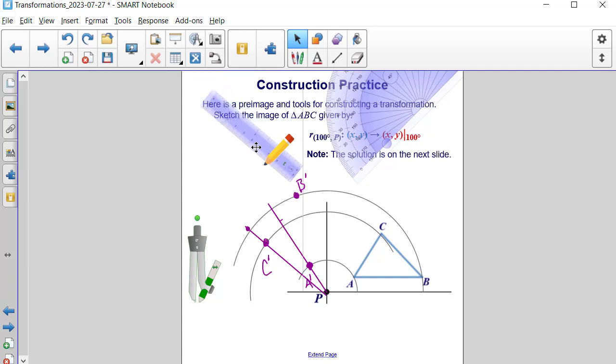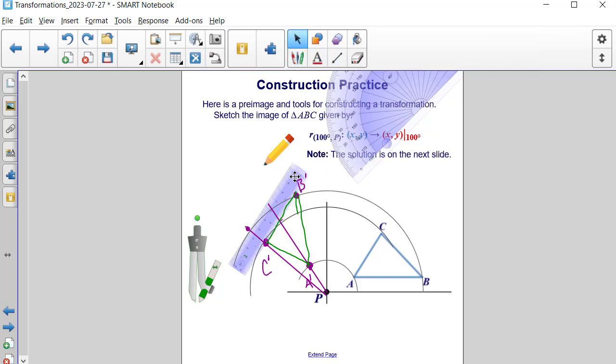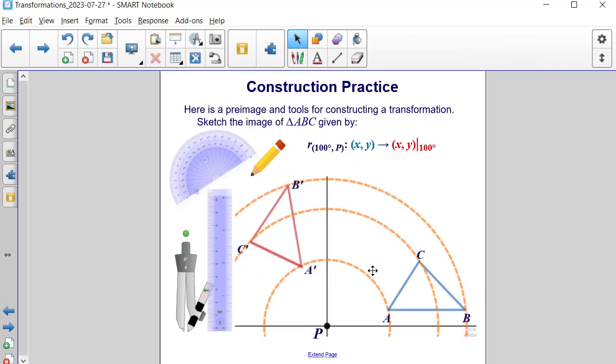The final step is to connect our image points to form triangle A prime, B prime, C prime. So let's bring our ruler in. Okay, so that's connecting A and C. And there we're connecting points A and B. And now we can connect points B and C together once the ruler's lined up. And here's the solution slide for our example, and it does resemble the transformation or rotation that we performed on triangle ABC about point P by rotating it 100 degrees counterclockwise.